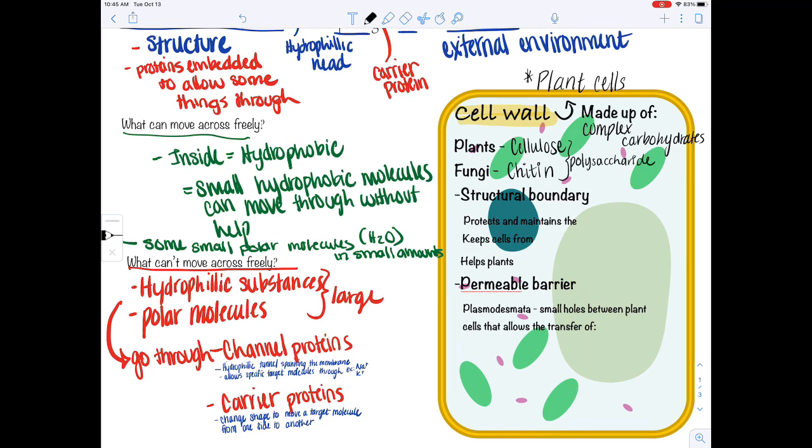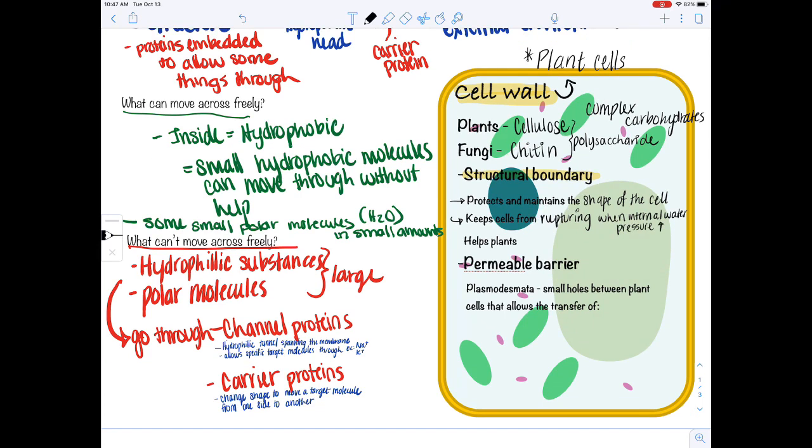The cell wall is going to serve two purposes. One, it's serving as the structural boundary. It is helping to protect and maintain the shape of the cell. It keeps the cells from rupturing if the water inside of the cell, or the internal water pressure, becomes too high, and it helps plants stand up against the force of gravity.